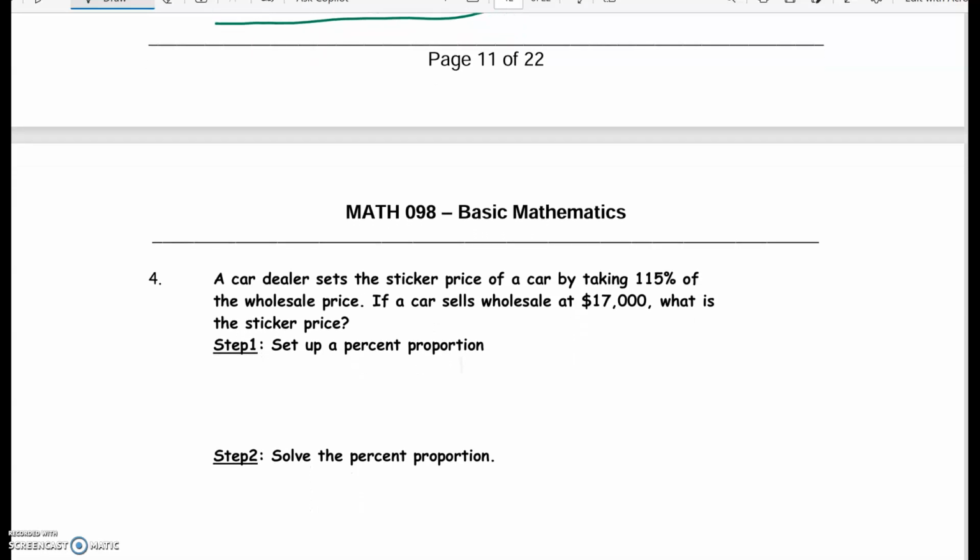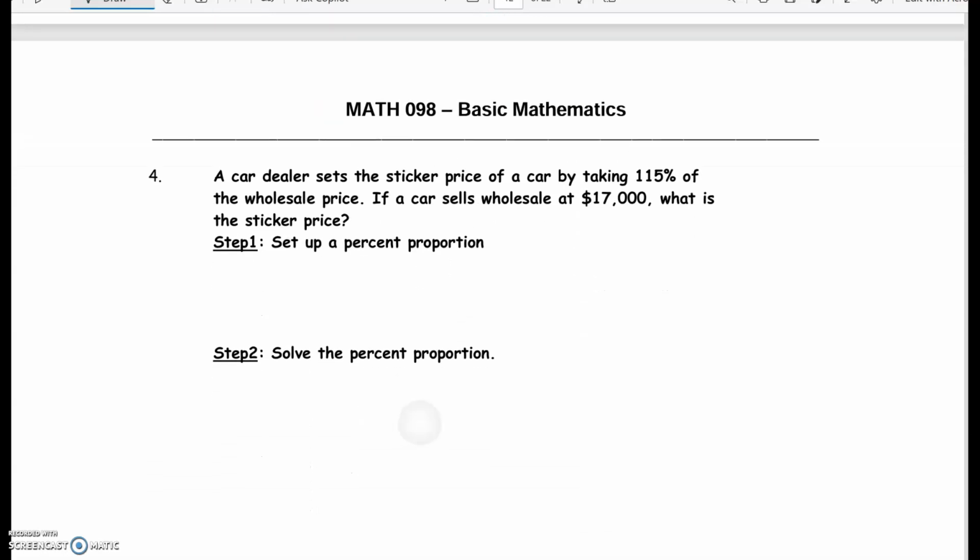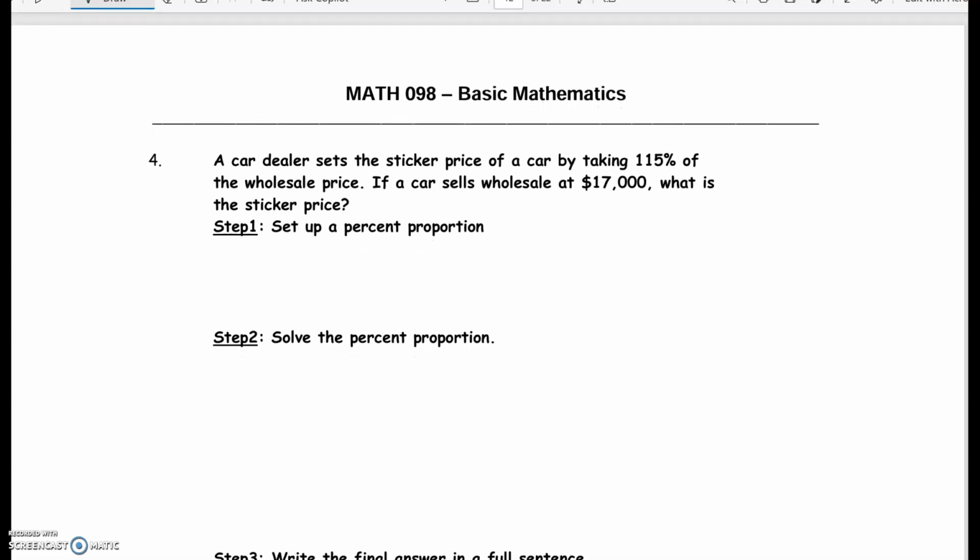The car dealer sets the sticker price of a car by taking 115% of the wholesale price. So a wholesale price, so the car dealers buy or purchase these cars in bulk. So they mark it up, in this case 100%. If it is the wholesale price, they mark it up by 15%. That's how they make their profit. Mark it up and sell it at 115% of the wholesale price.